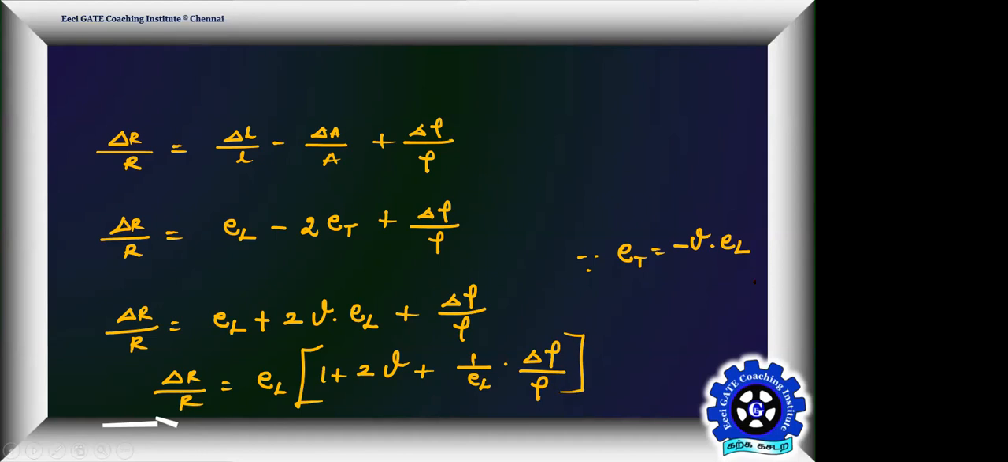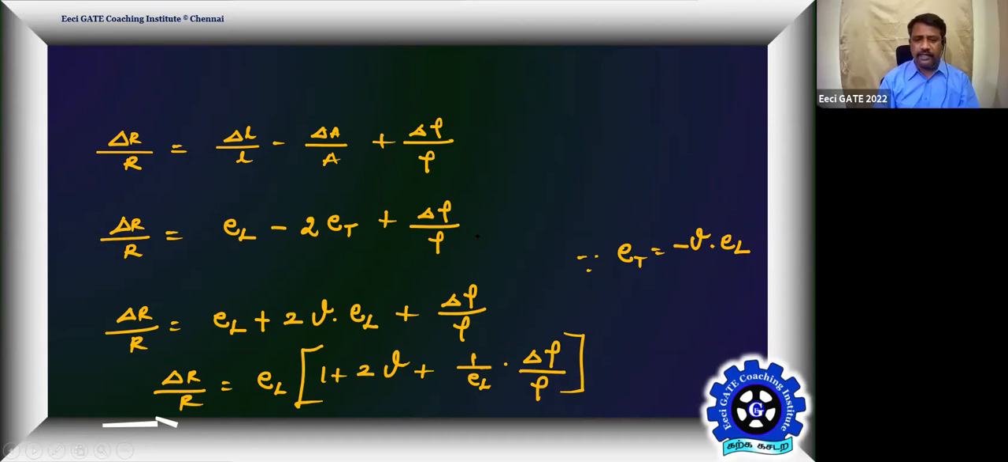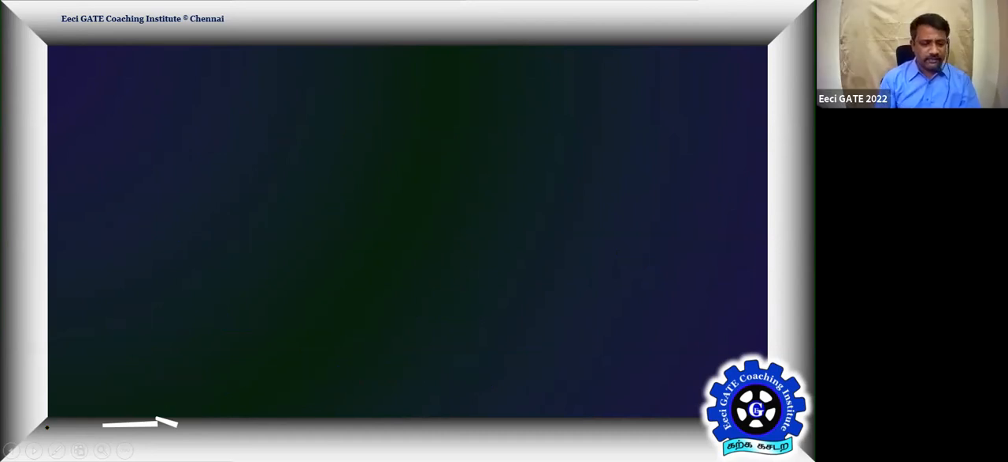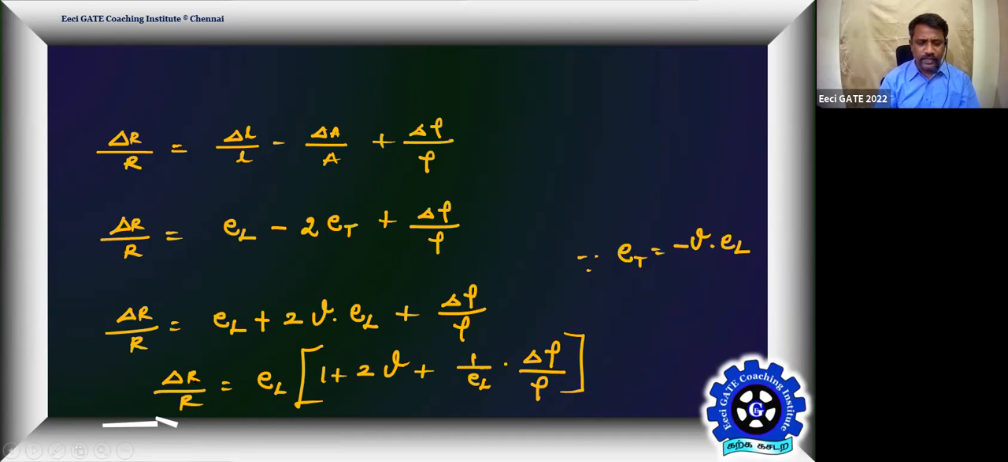Finally, I'm going to make the expression delta R by R is equal to, this is my strain, longitudinal strain. Shortly, I'm going to denote it by E, and the entire factor I'm going to call it as gauge factor. Sensitivity factor, I'm going to call it as gauge factor. All of you getting the point?